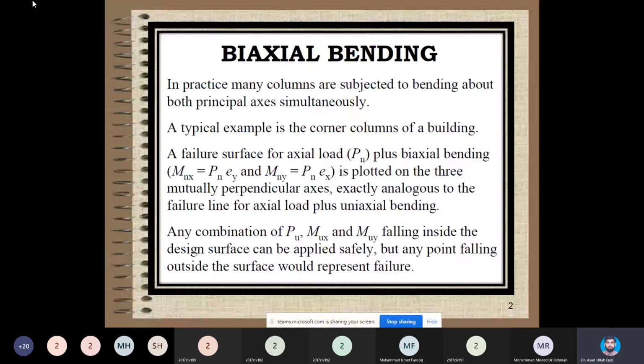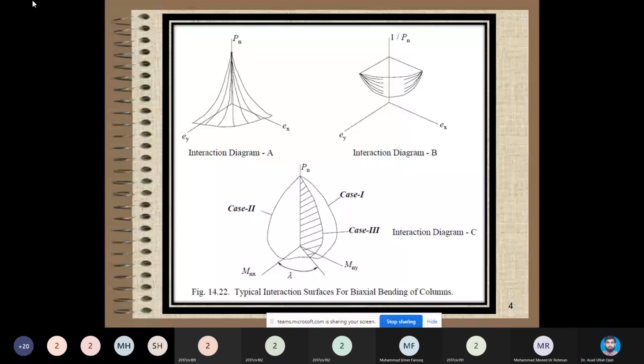So in the first quadrant, it is the compressive force as well as moment about both axes. We can visualize the first quadrant of load versus moment about the x and y axes by looking at this picture, the third picture, in which we have the P axis, Mnx and Mny, and any point on this surface, and this surface is drawn in the first quadrant.